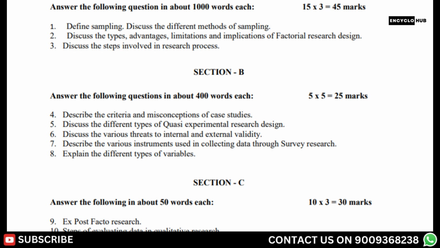15. Objectivity safeguards. 16. Research biases. 17. Memory effect. 18. Content analysis.